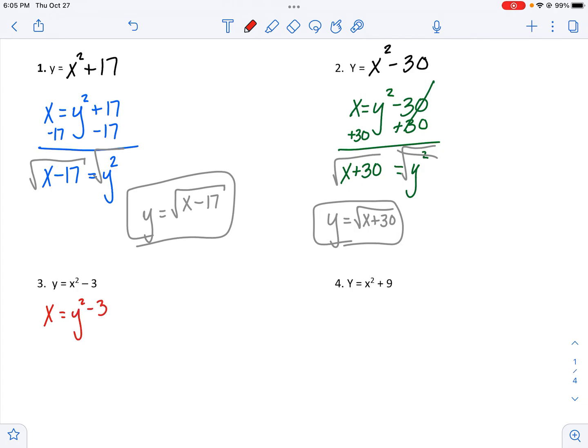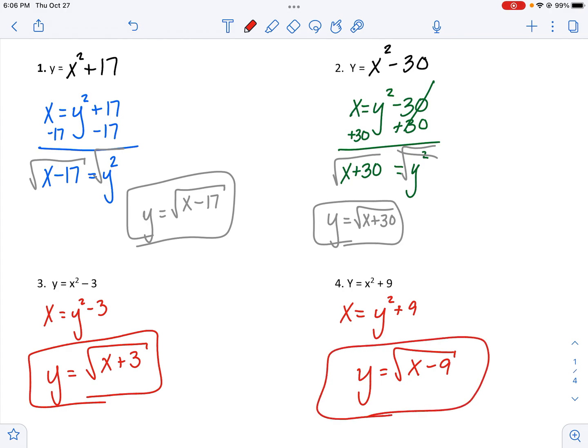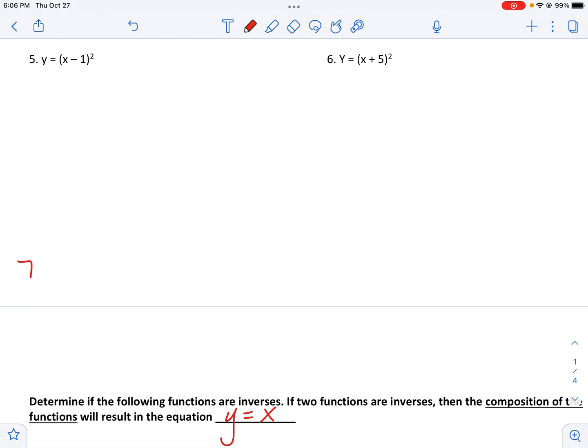All right, you switch your x and y, and you should have y equals the square root of x plus 3. And then on this final problem, you should have y equals the square root of x minus 9. So that's how I would find the inverse function, as long as there are no parentheses. But what do I do if I have parentheses?